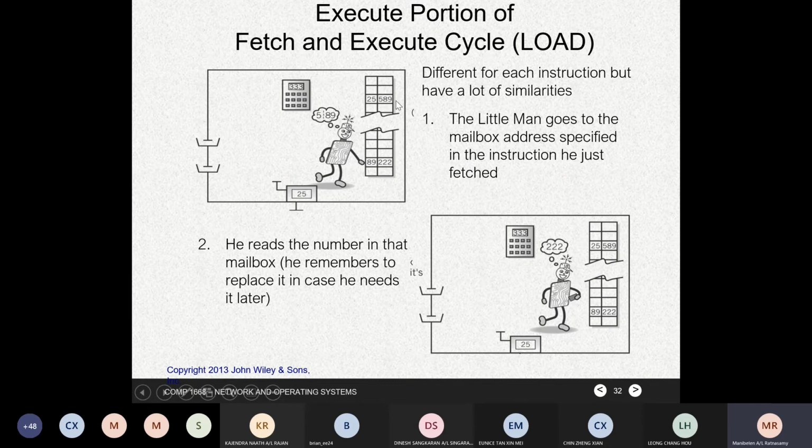Yes, go and fetch. So next he has to execute. He reads the number in that mailbox. He remembers it's 589, but then he puts back the paper there so that he can read it later, just in case. Then he has to execute. What does he have to execute? 89. So now he's going to 89 to execute.